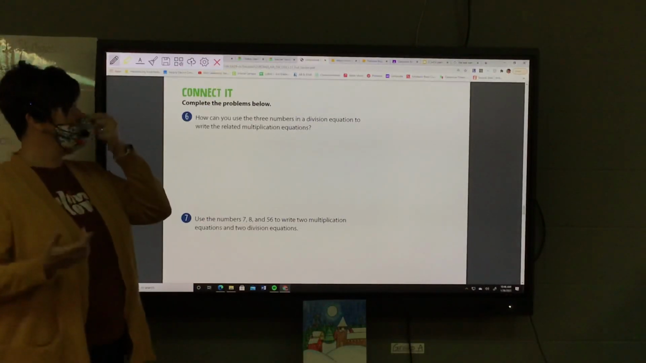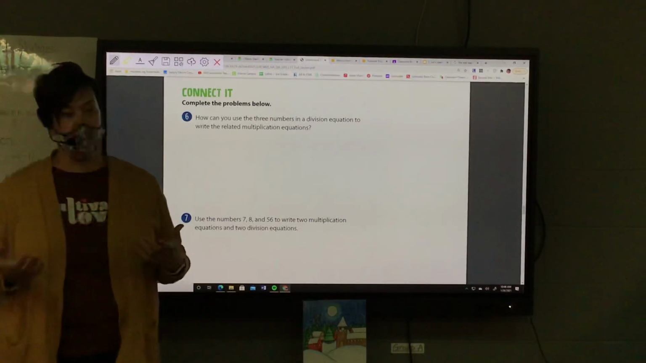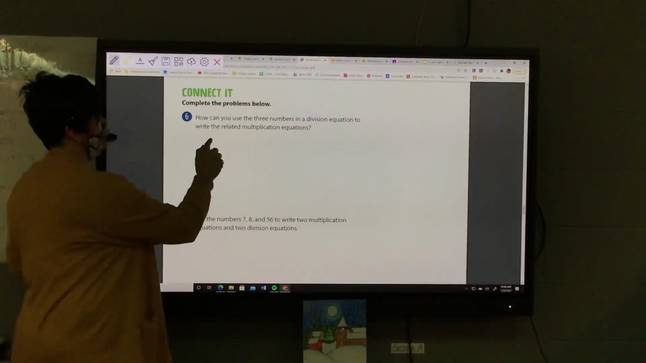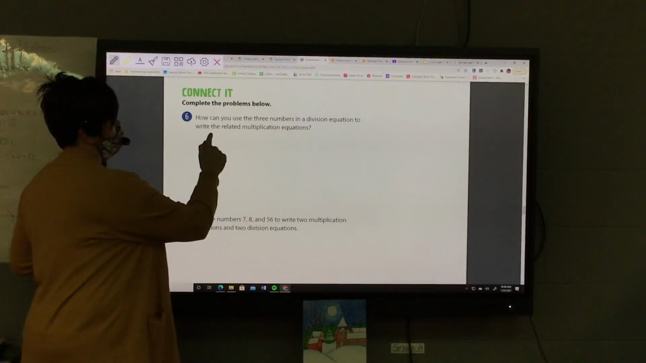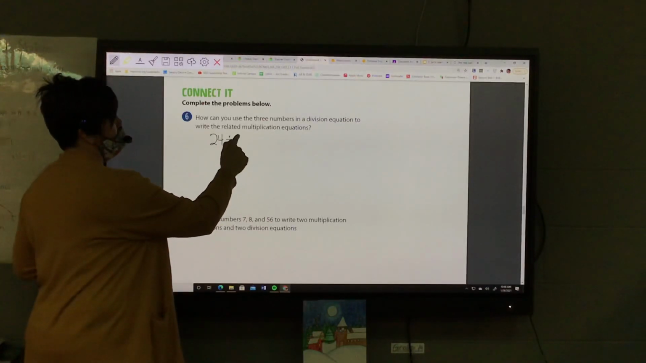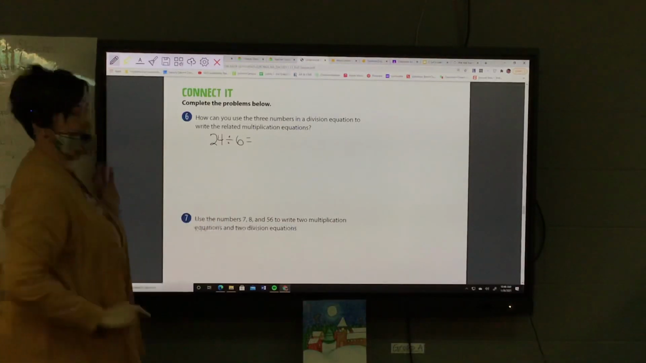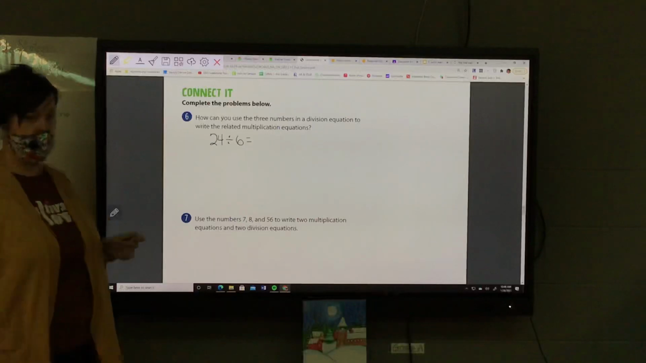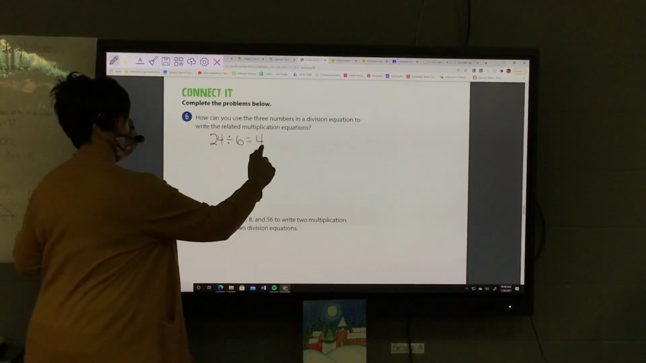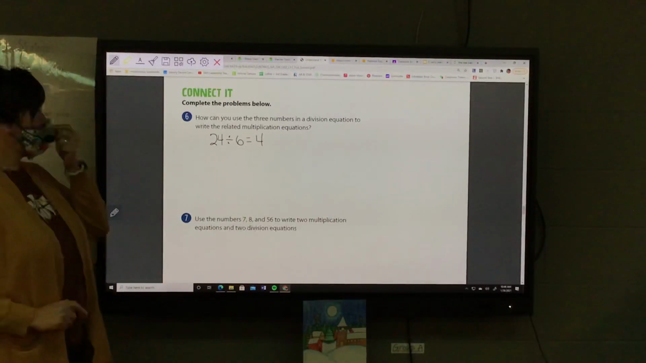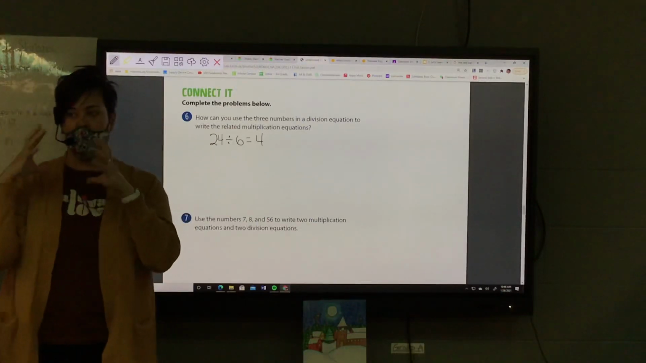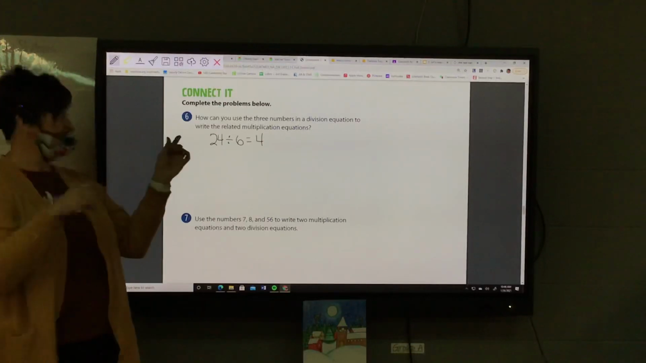Okay, so if we have a division equation, should we just make one up? Let's make one up. 24 divided by 6. Anybody know what that equals? What does it equal? 4. All right, so this is saying we have how many in all? 24.